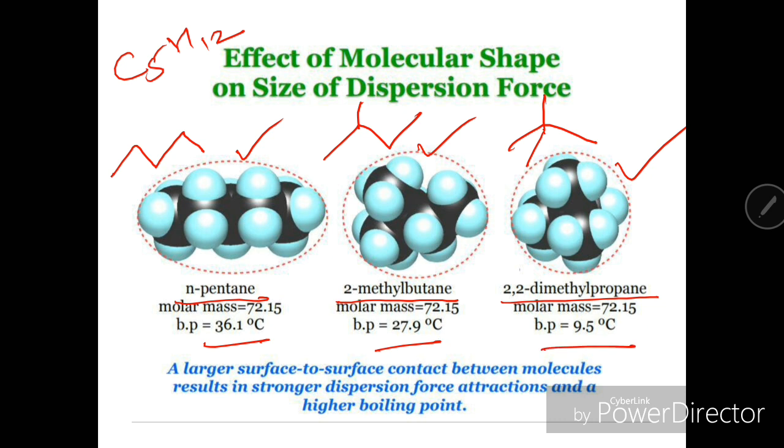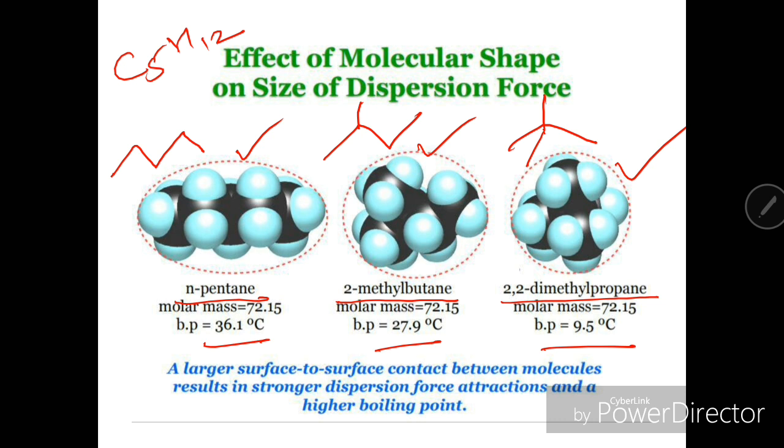So this is also an example of how the dispersion force strength depends upon the surface area. So the more the branches among the isomeric alkanes, the more the sphericality, the lesser the surface area, the lesser the dispersion forces, and the lower the boiling points. So this is all about the dispersion forces.